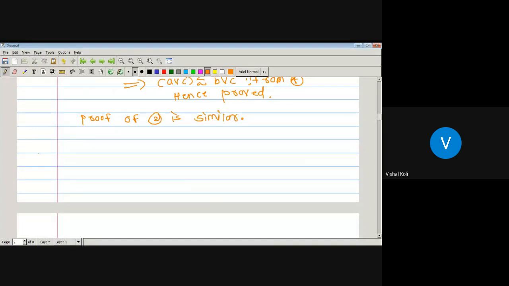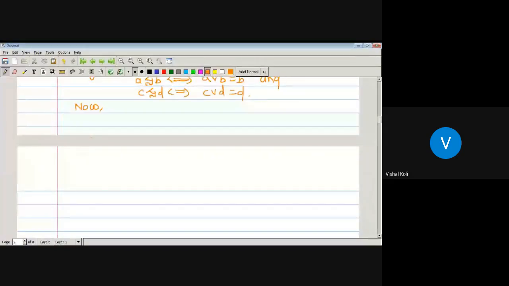Okay, now the third one. Again we know that A precedes B implies and is implied by A join B equal to B, and we are given that C precedes D. Then here we get A join B equal to B and C join D equal to D. So consider (A join B) join (C join D), which is nothing but A join (B join C) join D, which is from the associative property.